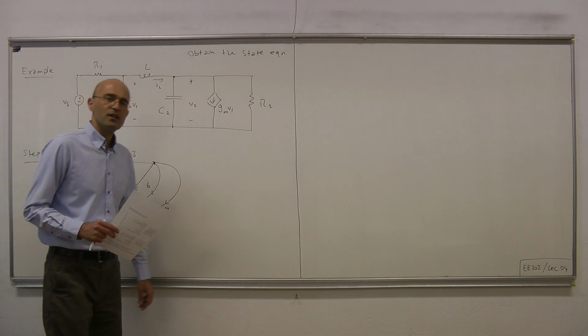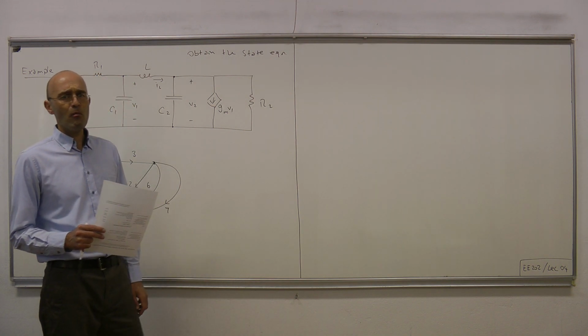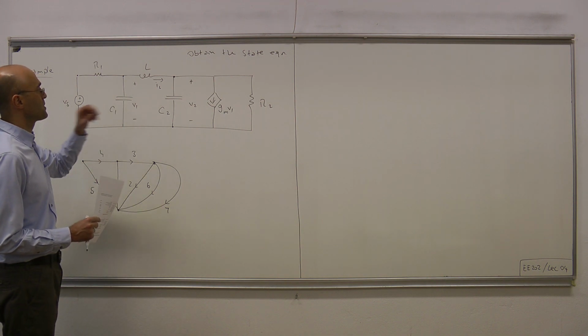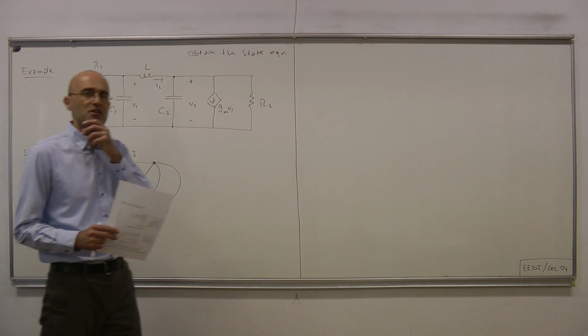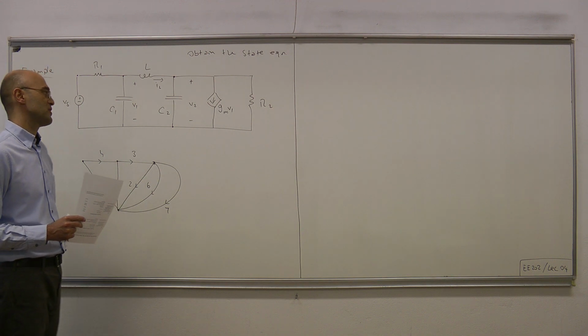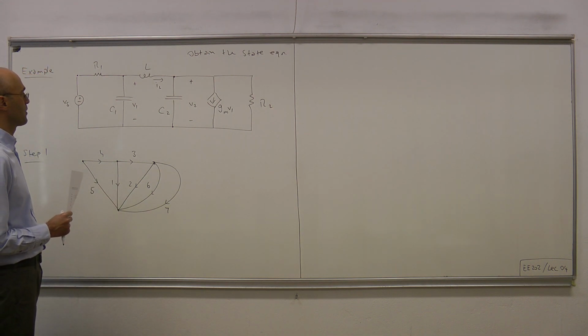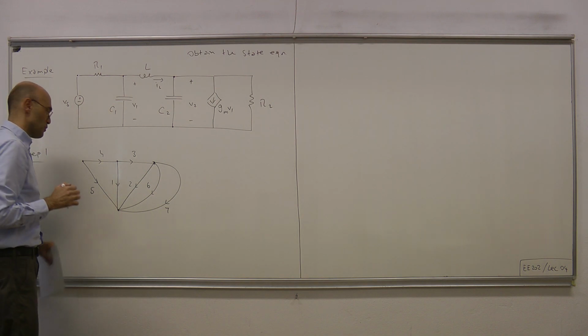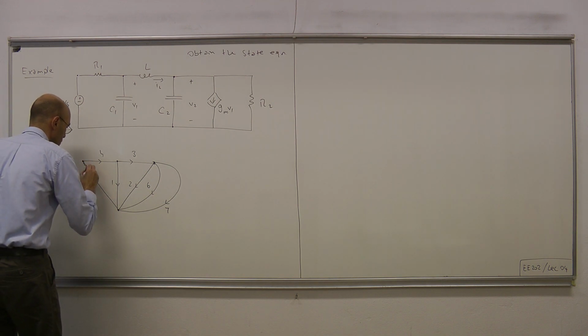Now, for a given circuit, there may be more than one candidate that would make a proper tree, but in this example, it turns out that there is just a single tree that satisfies all those constraints. So it should contain all the independent voltage sources. Therefore, this definitely belongs to our tree.